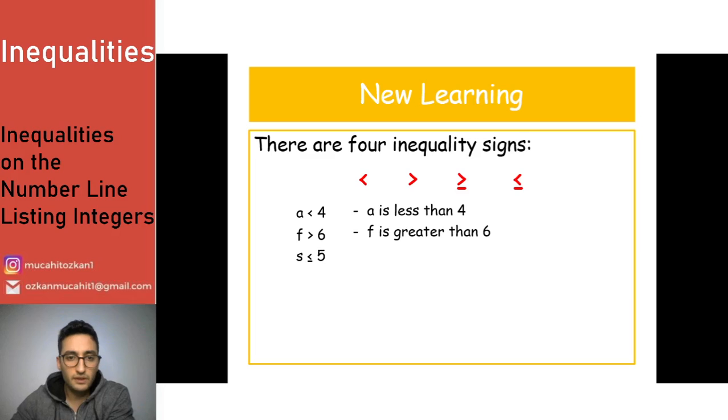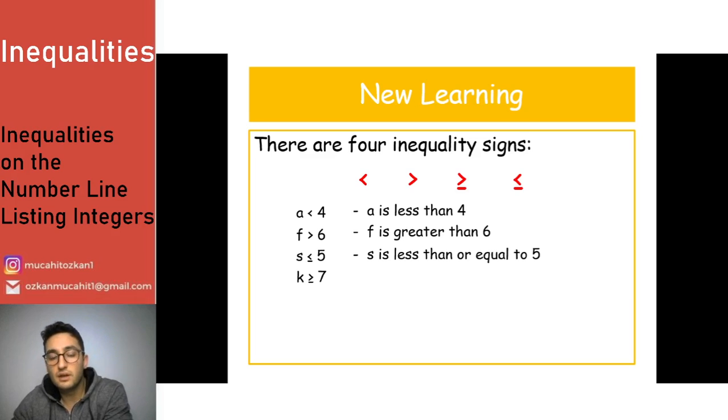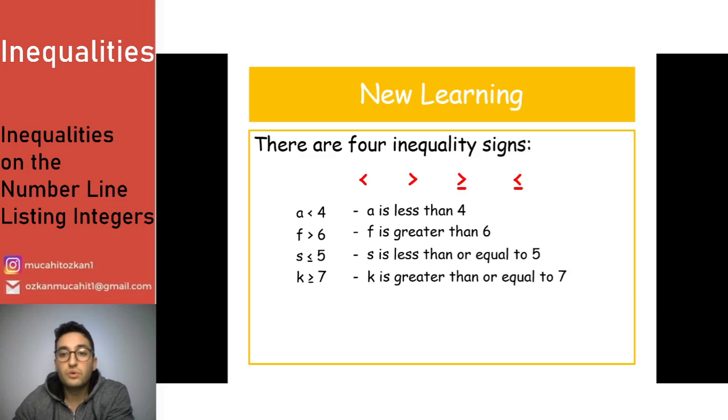In the third example, s is less than or equal to 5. As you can see, that sign is different from the first two. We have a less than sign and a half equality sign. That means s is a number which is less than or equal to 5. It can be 5, 4, 3, 2, 1. And k is greater than or equal to 7. Again, there is a half equality sign. That means that k can be 7 or greater than that.